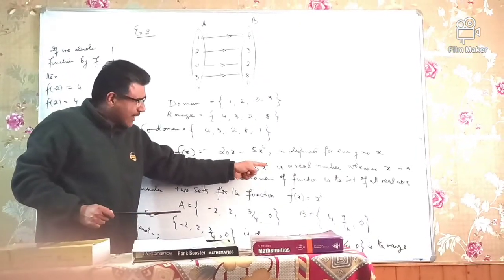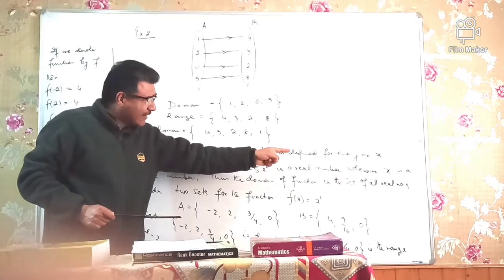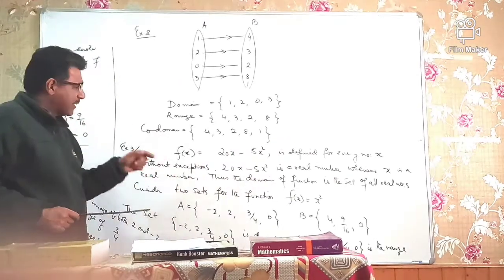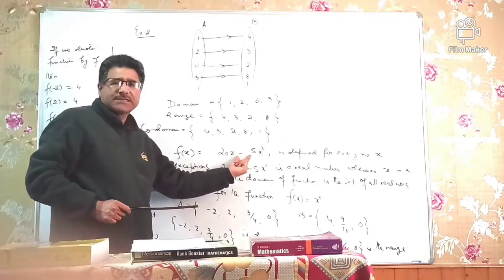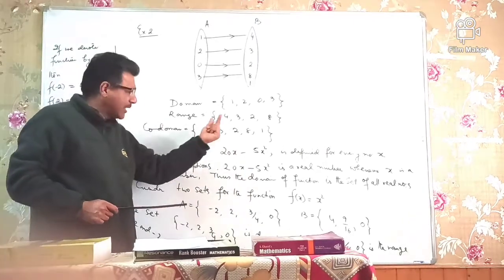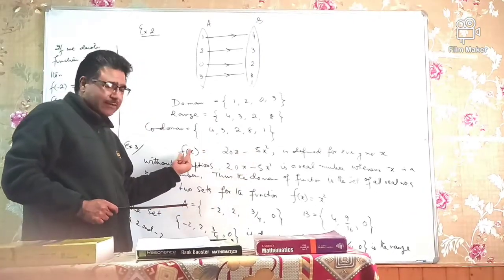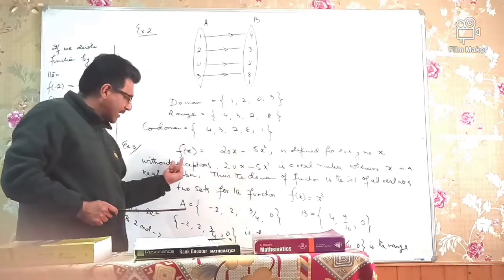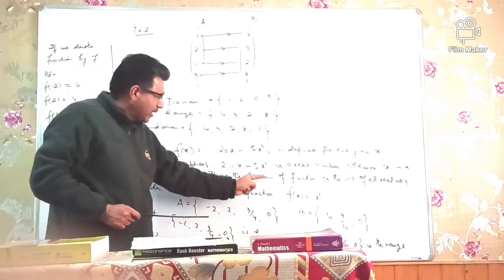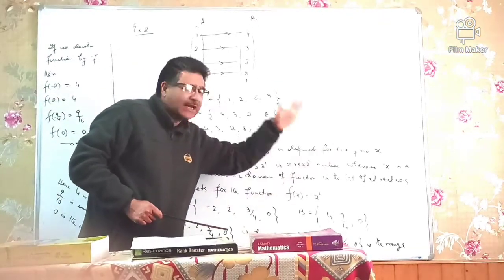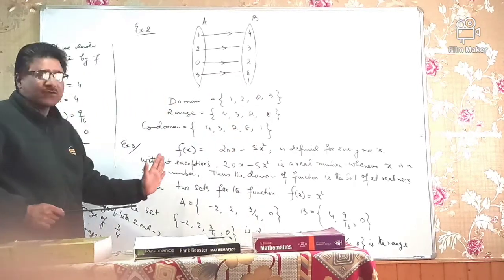20x minus 5x square is a real number whenever x is a real number. If I put any real number into this, I will get a real number. If I put another real number, I will get another real number. So thus the domain of the function is the set of all real numbers.